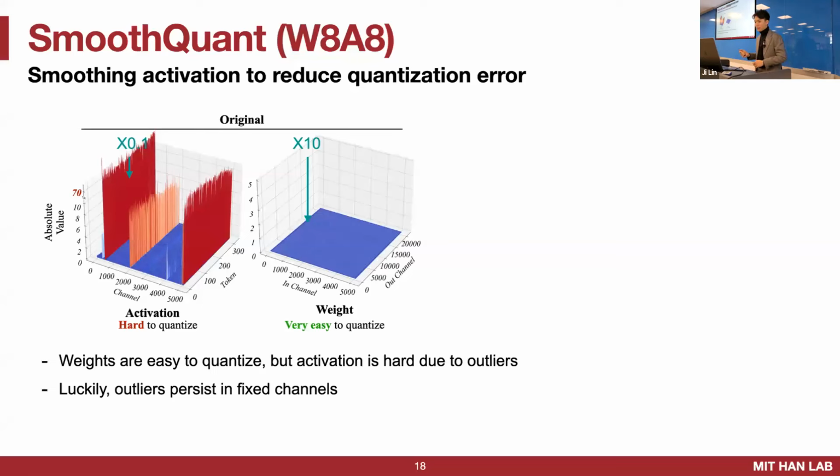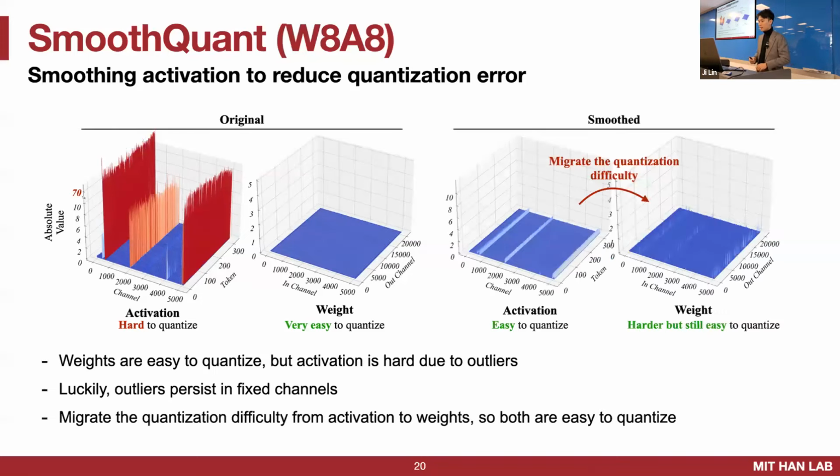A very intuitive thing we can do is simply multiply 0.1 to one of the outlier channels in the activation, and then multiply 10 to the corresponding channel in the weights. Because matrix multiplication for weight and activation is a linear transform, if you multiply 0.1 to one side and 10 to the other side, we still get mathematically equivalent outputs. But with this transform, we are suppressing the outliers in activation by multiplying a very small number.